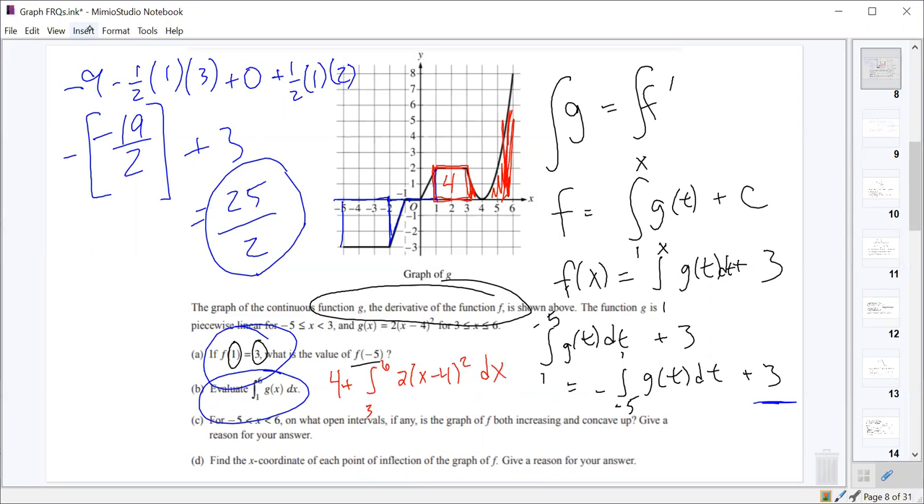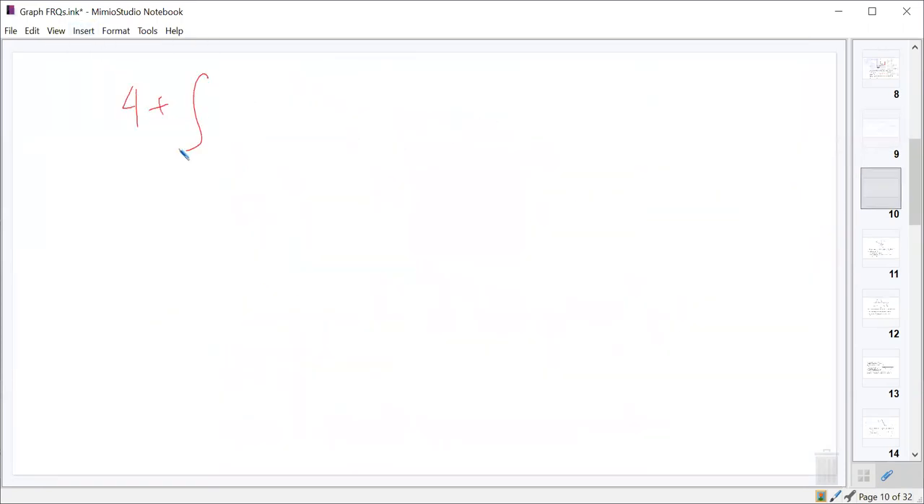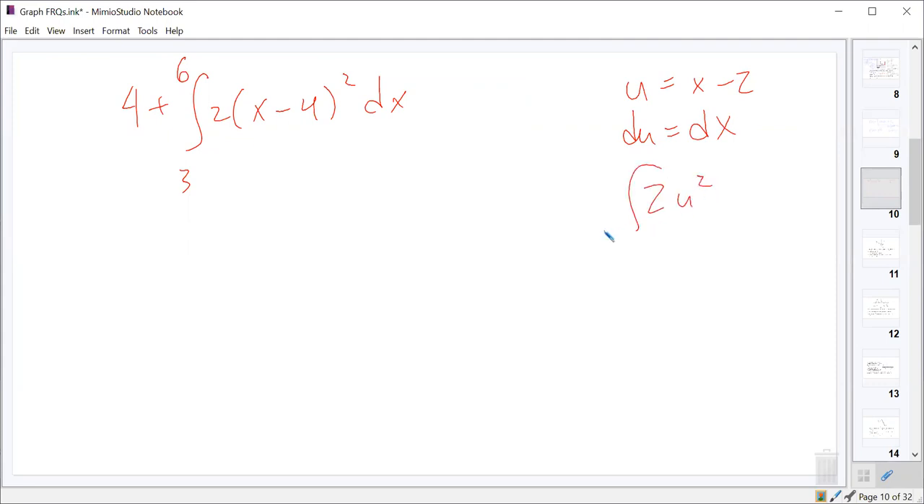So I'm going to write this on a new page just so we have a little more room. Yeah, 4 plus the integral from 3 to 6. Is it 2 times (x minus 4) squared? Is that right? Yeah. Okay. How do we integrate 2 times (x minus 4) squared? Has to be a u sub, u equals x minus 4. So du is dx. So really this just becomes an integral of 2u squared. What's the integral of 2u squared?